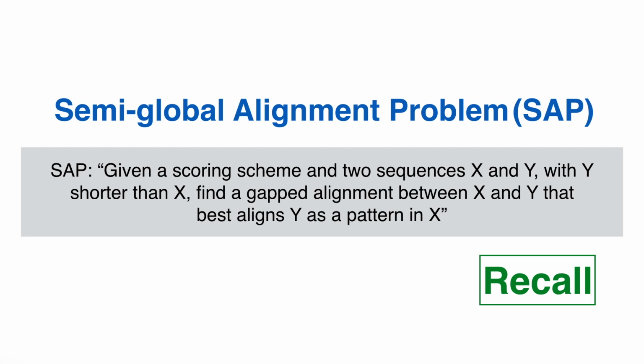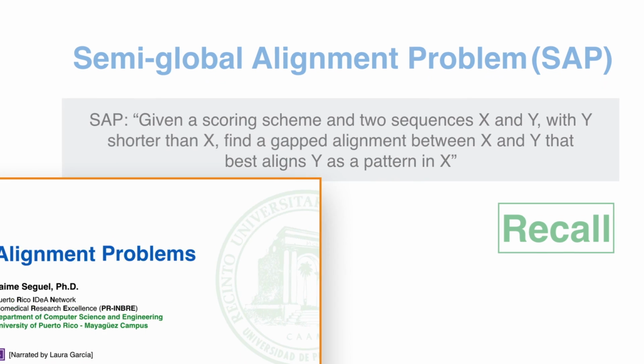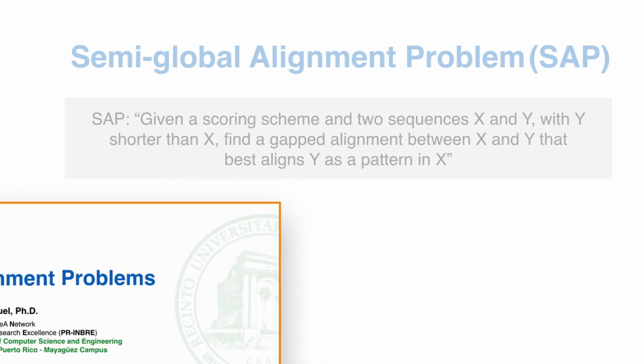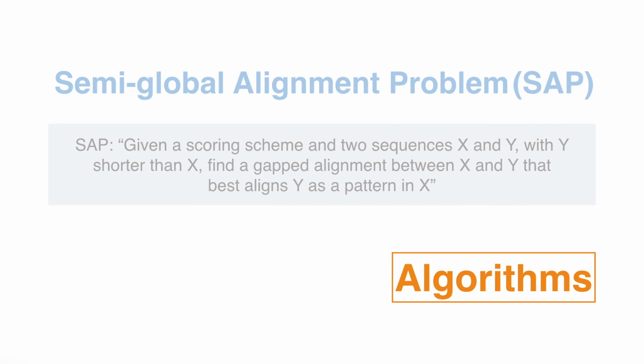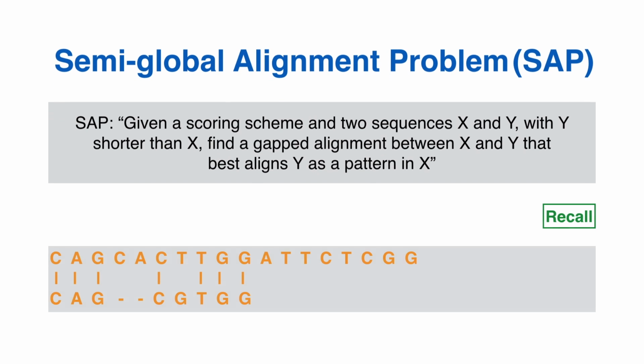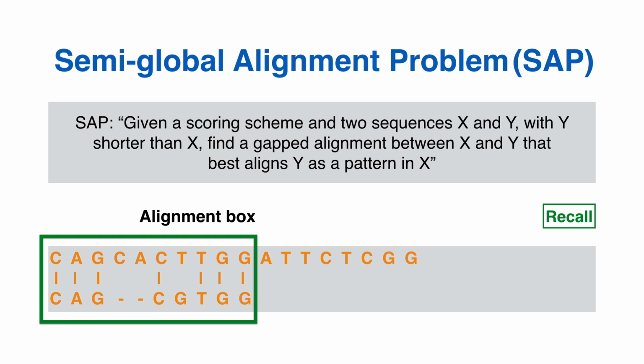This is a definition of semi-global alignment that was introduced in the module on alignment problems. In that module, we noticed that the definition is rather intuitive. In this module, we discuss algorithms which, as in many instances in bioinformatics, implement an interpretation of this definition and thus provide a well-defined meaning to the intuitive notion of pattern. The essence of the idea of keeping Y as a pattern was depicted as confining the alignment to a small box not much wider than the length of the smallest sequence.